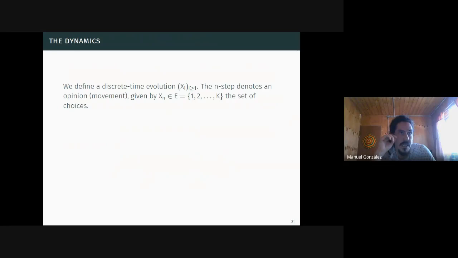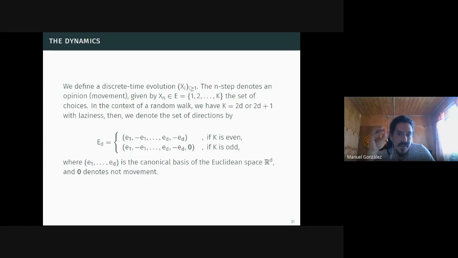In this case, for me, it's easier to look at this model as an opinion model. I mean, the space of choices I call this set E. I have K possible directions, okay? But if I look at it as a random walk, if K is even, I have something similar to the multidimensional elephant random walk. We have 2d possible directions, where d is the dimension. Or if K, the size of the set of choices, is odd, then you have the possibility of delays, okay?